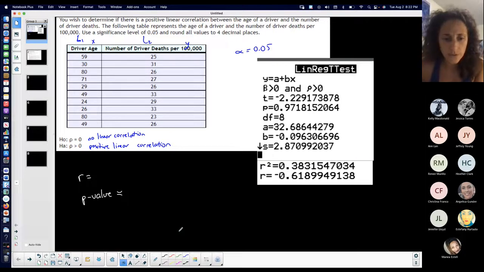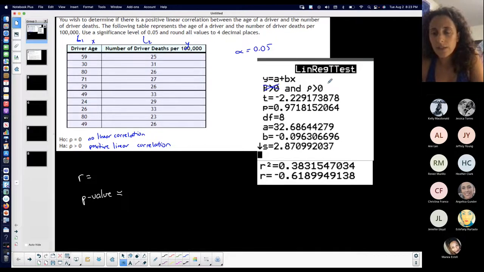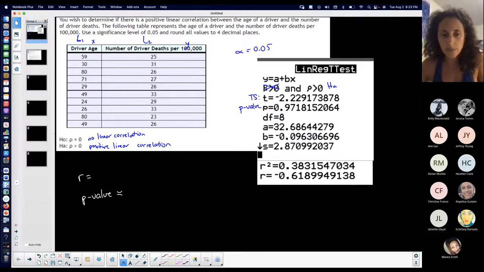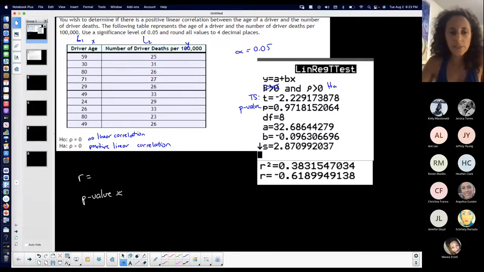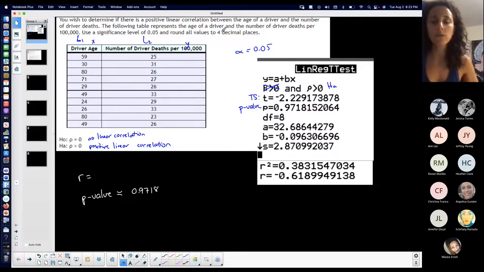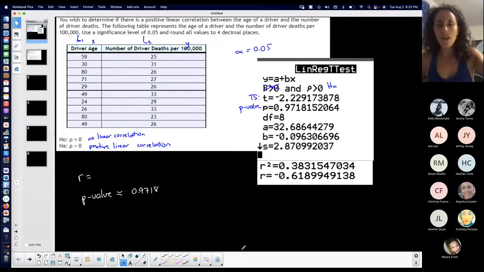So I'm gonna show you. This is my output. The first one is the alternative. You don't care about this. This is what you're dealing with. This is your HA. The second thing is the test statistic. I don't think that you guys are asked for that at all, but that's there if you need it. This is the p-value, which you are asked for. And in this particular case, 0.9718. Remember, I'm rounding to four decimal places. That's a huge p-value, which is what I expect.